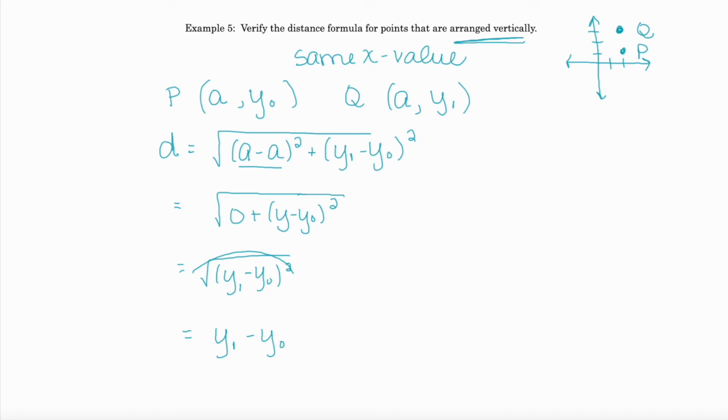Right, so the distance of two vertical points would just simply be the difference in their y values, which actually makes sense if we have this specific problem. If this P value was 2, 1, and this Q value was 2, 3, the distance between those 2 points would be 2 units, the difference between our y values.